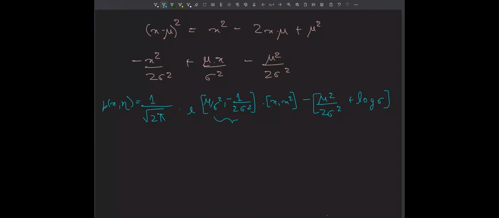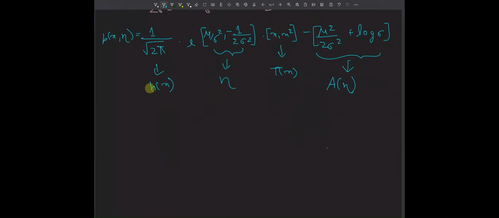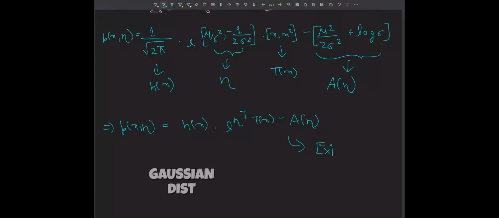Now very carefully look at that. We can call this term eta, this term T(x), this whole term A(eta), and this term h(x), as they all satisfy the definitions of these parameters we discussed before. So the final equation becomes h(x) times e raised to the power eta transpose T(x) minus A(eta), which is nothing but the exponential family form.